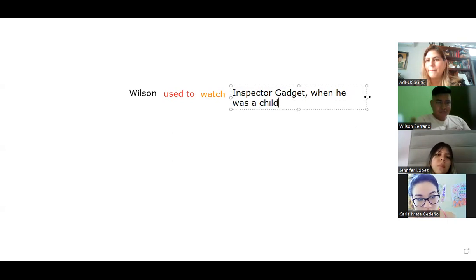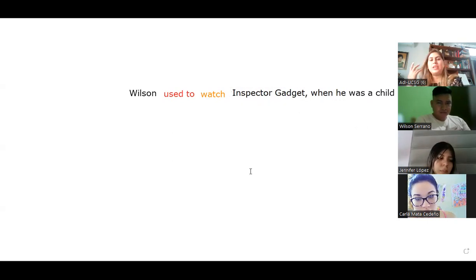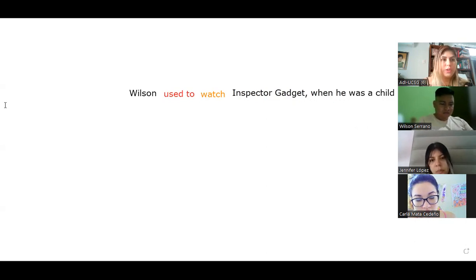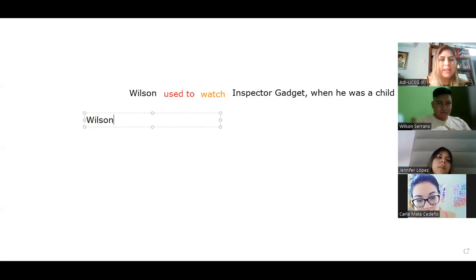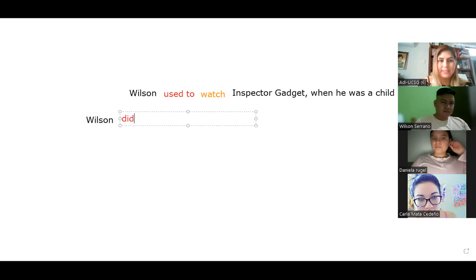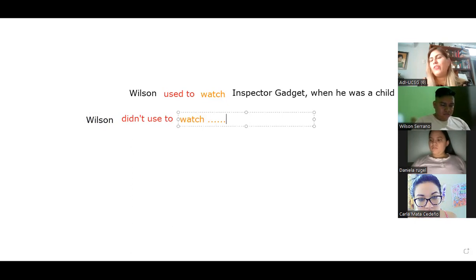Yeah? Okay, so I want you to notice here that we use "used to" and the verb comes in infinitive. Now, if it is in negative, it's the same. The only thing that I change is the auxiliary. For example, if it is in negative, I will say Wilson, and what is the auxiliary that I will use if it is in negative? Didn't. Excellent, Danielita. Wilson didn't, but the "use to" is in present. That's the difference, yeah? Wilson didn't use to watch Inspector Gadget when he was a child, and the rest is the same.